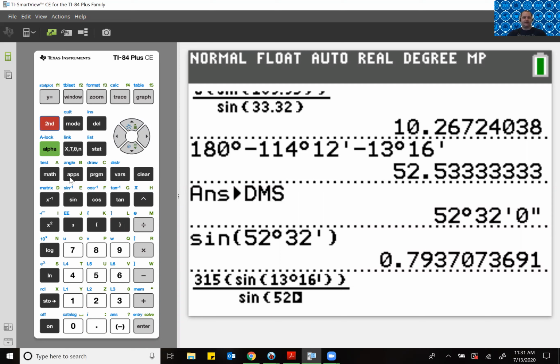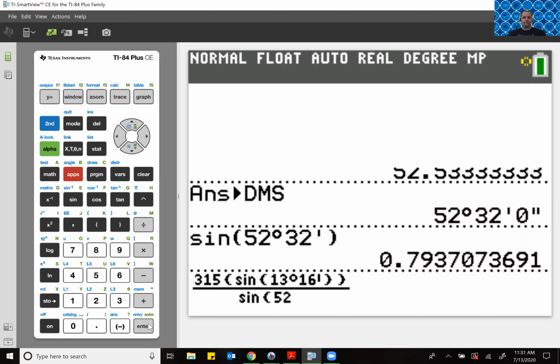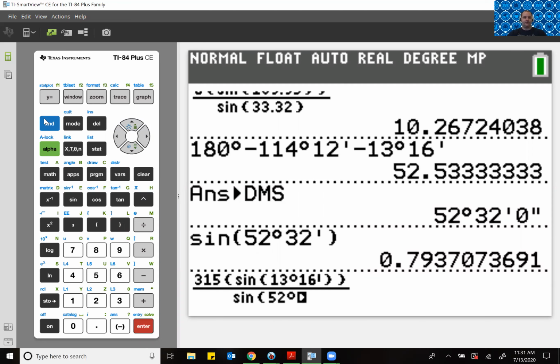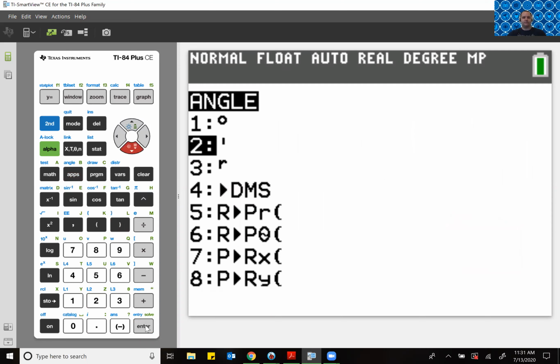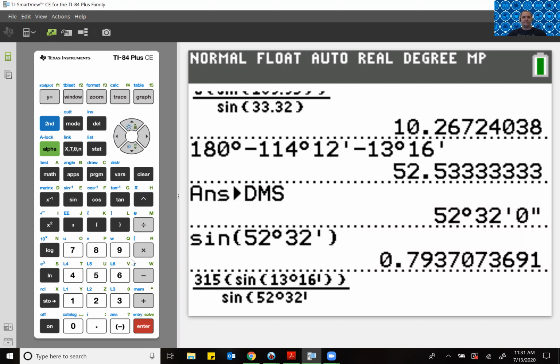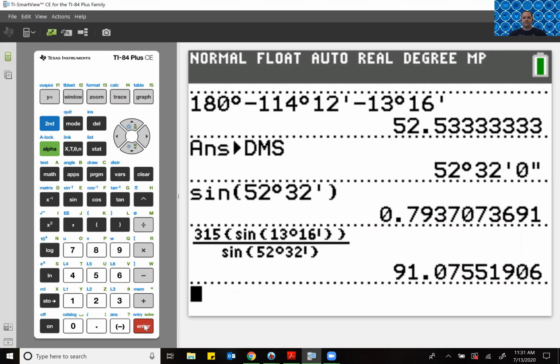And second apps, 32 minutes. There we go. Close it up, hit enter. And to the nearest meter or whole number, 91. There you go. There's the answer. So you're going to put 91 in the first blank, and then you'll select meters for the second blank.